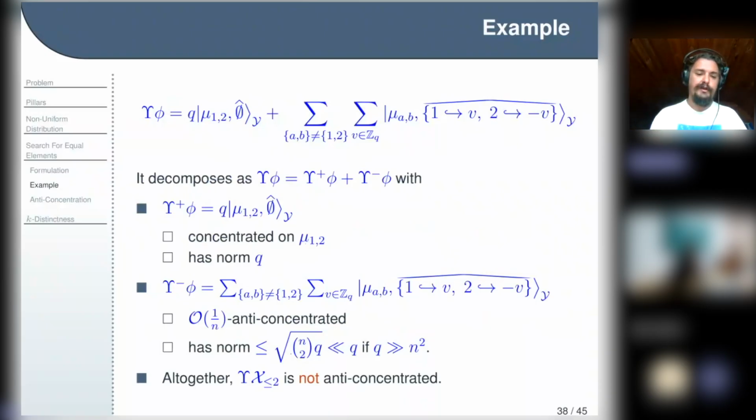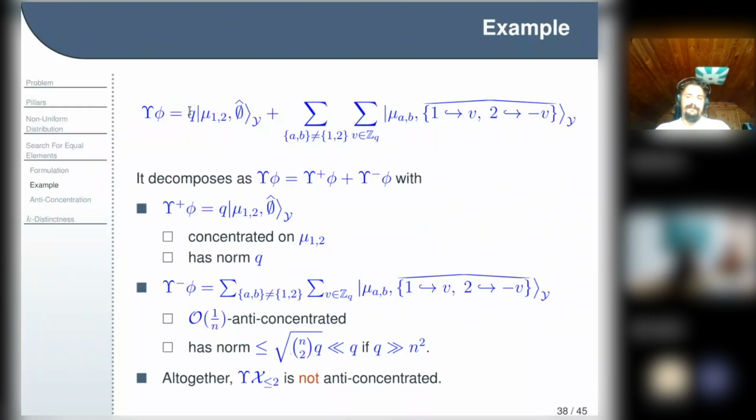So altogether, epsilon of x at most 2 is not underconcentrated, because this vector is concentrated on mu 1, 2. But if I divide into these two parts, this part is underconcentrated and this part is concentrated but has no knowledge. If I measure this state, since q is much larger than n squared, I will get mu 1, 2 with high probability. The small knowledge claim will show me that this will not happen. It is not possible that the algorithm will have this state after 2 queries.